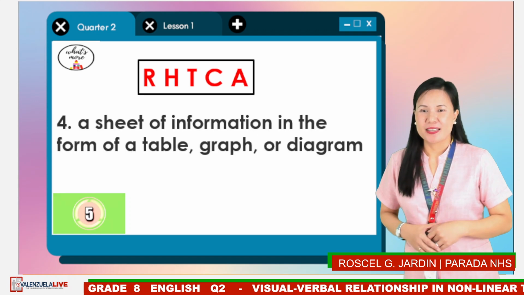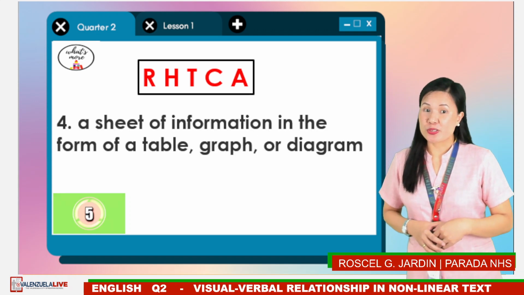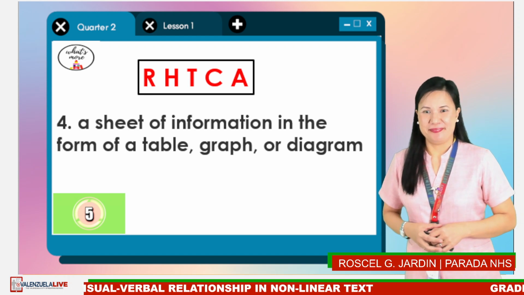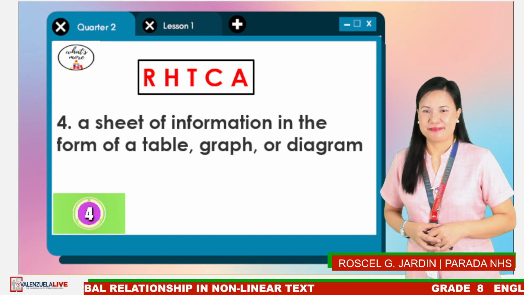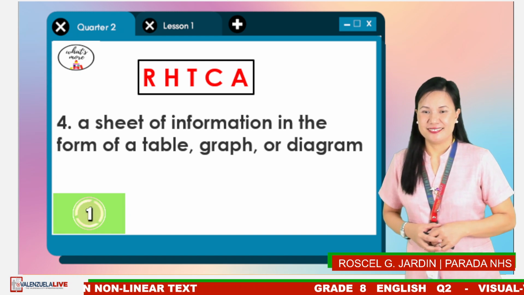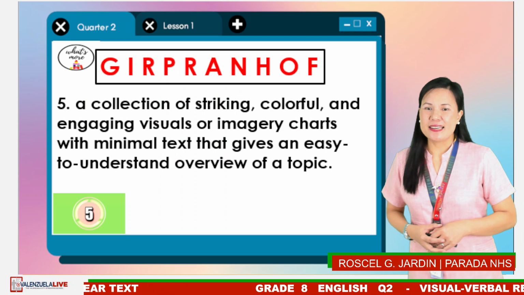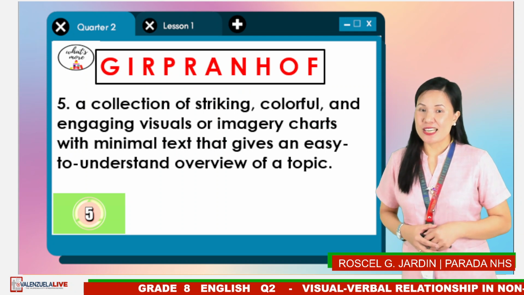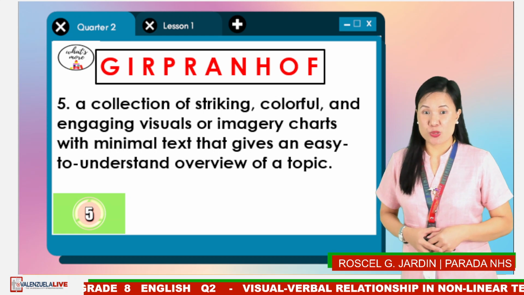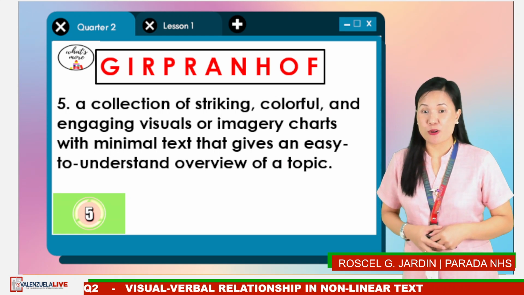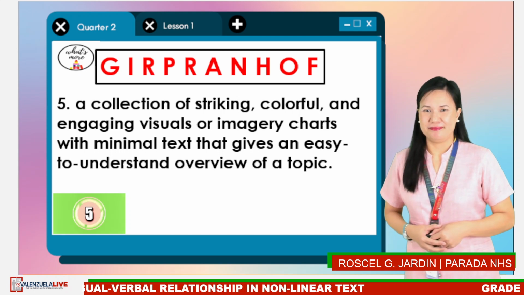Number four, a sheet of information in the form of a table, graph, or diagram. Number five, it is a collection of striking, colorful, and engaging visuals or imagery, charts with minimal text that gives an easy-to-understand overview of a topic.